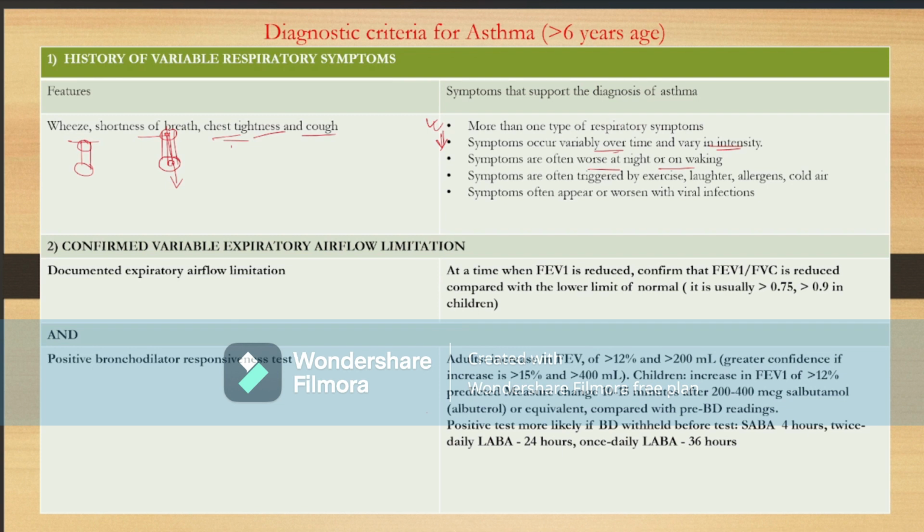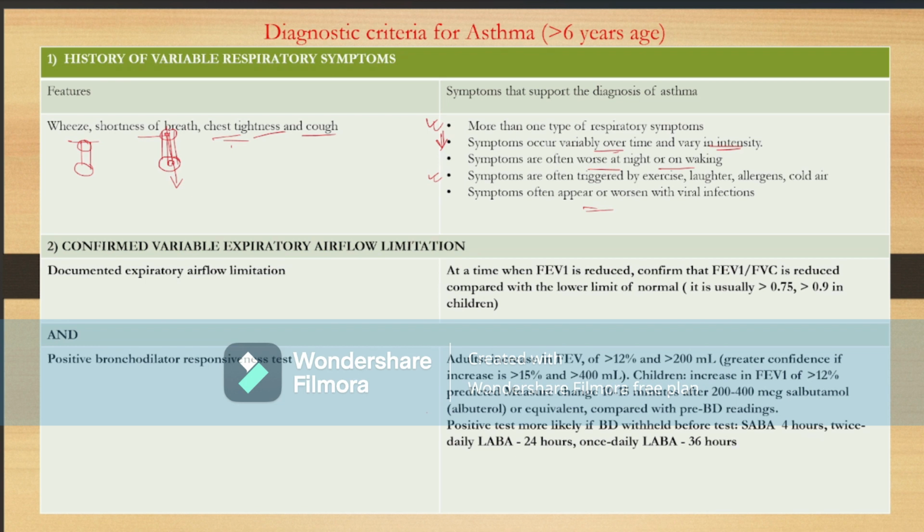If the symptoms are triggered by exercise, laughter, allergen, or cold air exposure, then we think the child may have asthma, because these are the main triggers. When an allergen enters the respiratory tract, the mast cells get activated and cause respiratory symptoms. And if this occurs with viral infection, then we think about asthma.